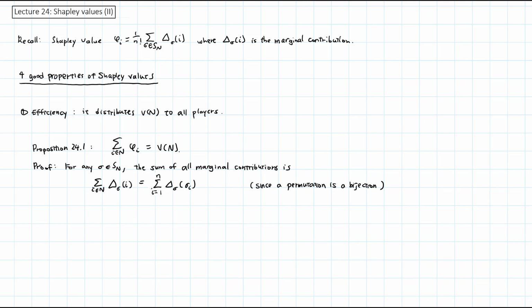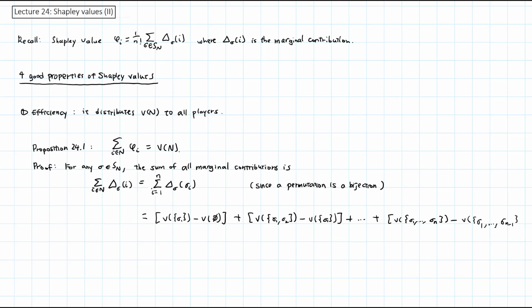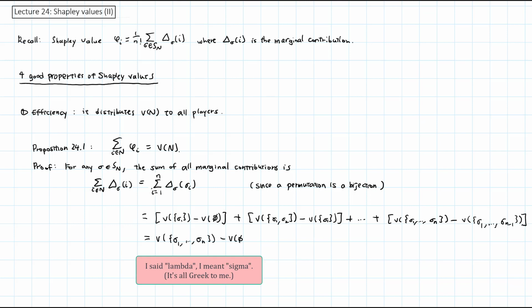Using the definition of marginal contribution, we can expand this sum as this expression here. Notice that there is a lot of cancellation involved, so we are left with v of lambda 1 to lambda n minus v of empty set. And this is equal to v of n, the value of the grand coalition. So the sum of all the marginal contributions for a permutation is v of n.